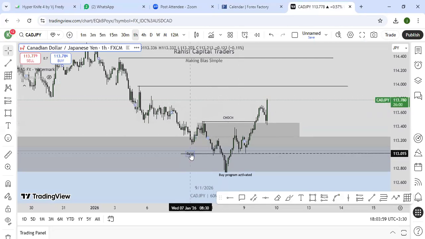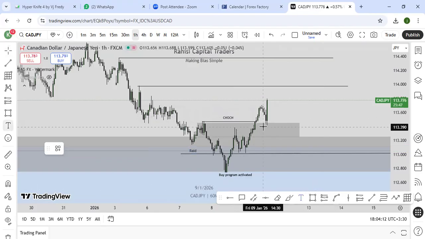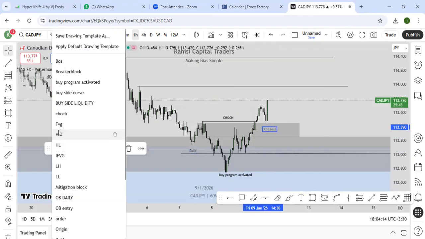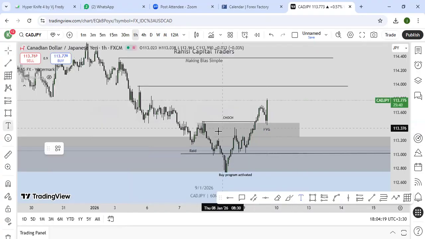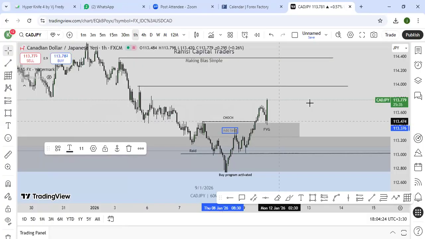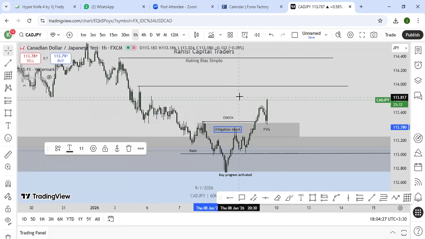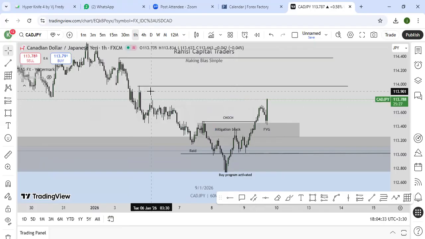But we have everything. The raid, the buy program activation, CHoCH here, then entry on a mitigation block, breaker block, or a fair value gap. Because that zone here is having relatively almost everything. That zone is a fair value gap zone. That same zone, to make it that strong, is also a mitigation block. So you find it has all elements to hold price to go upward. So this was a simple buy setup for CAD JPY that is just rolling.